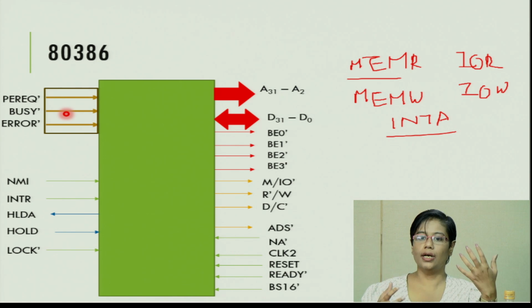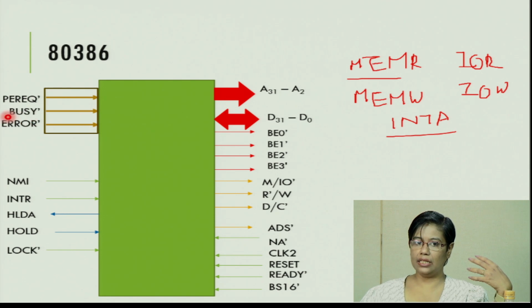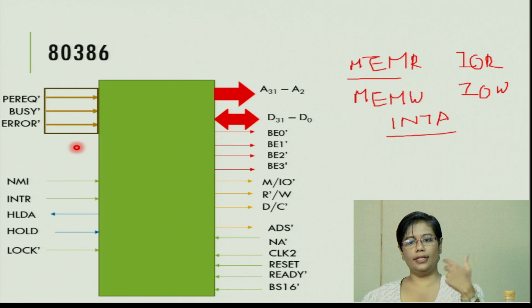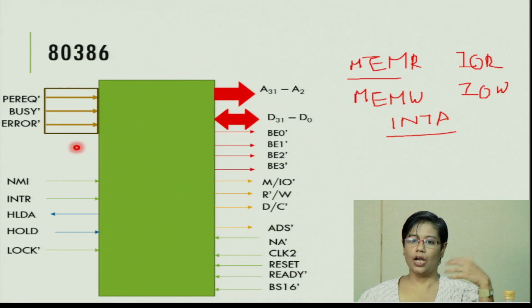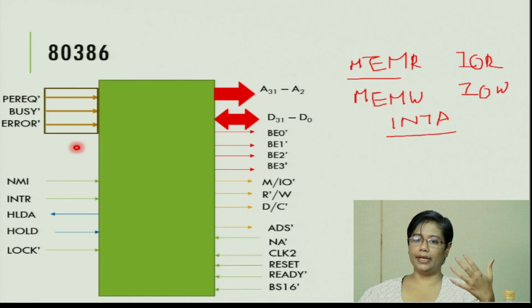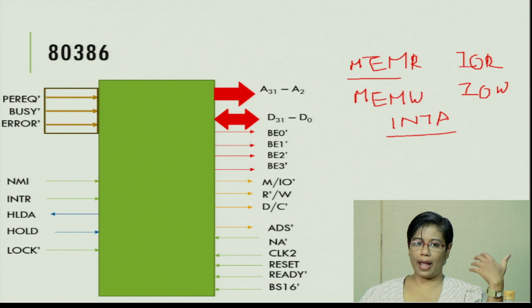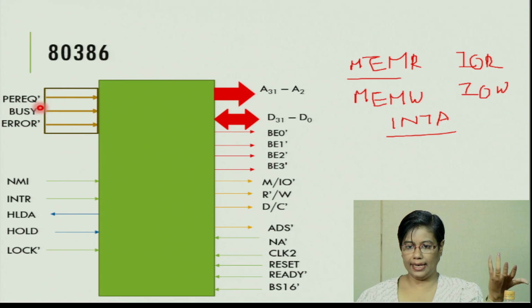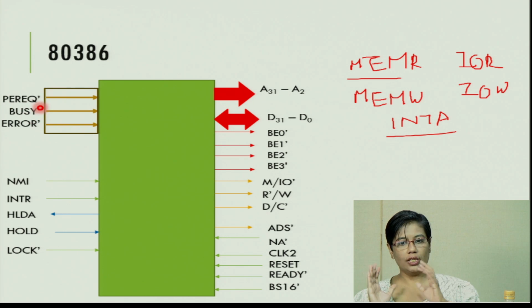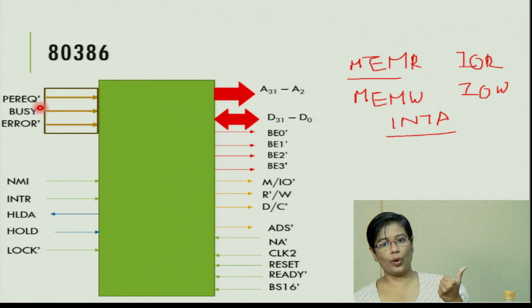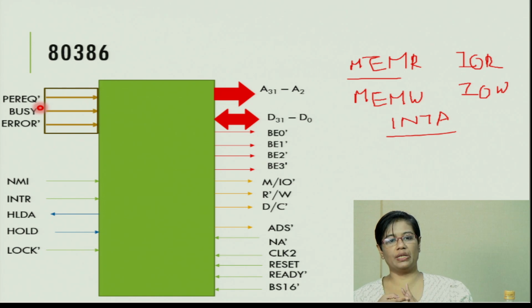The coprocessor will then fetch data, and as long as the coprocessor is busy, the busy signal is going to be low. If there is any error with the coprocessor, this signal is going to be activated. Once the processor has completed its bus cycle, PE request will automatically be inactivated. So there is no acknowledge, there is only request. In case of 80286, there was request, acknowledge, busy and error. Here there is only a request.